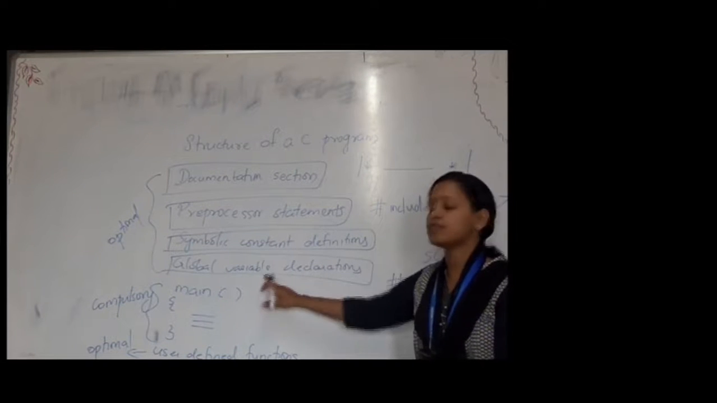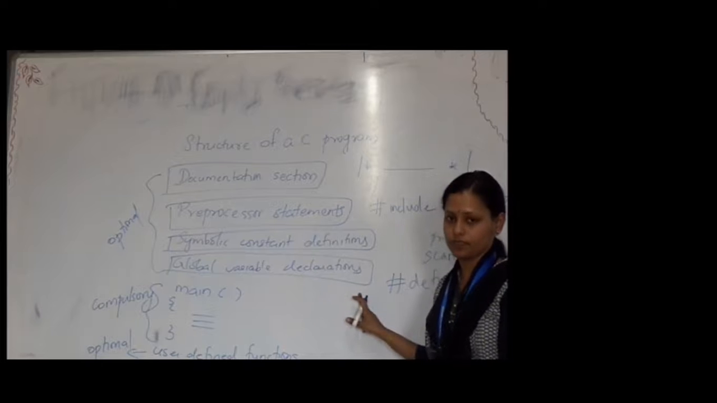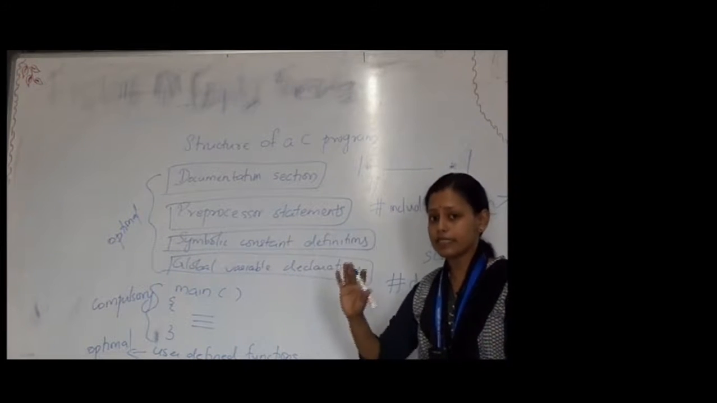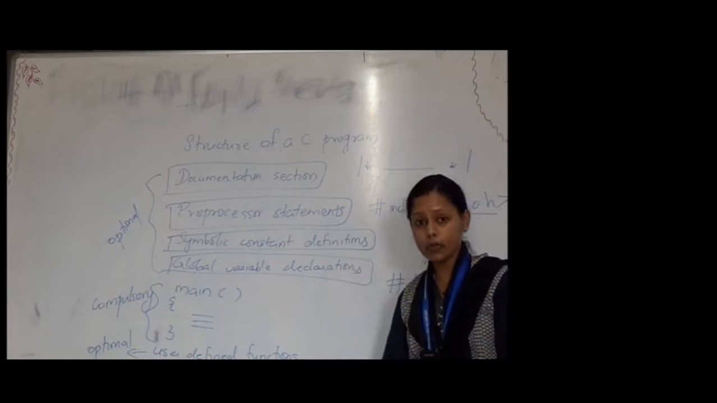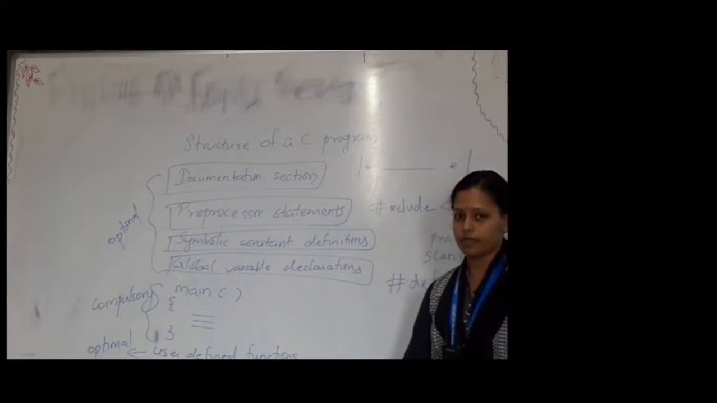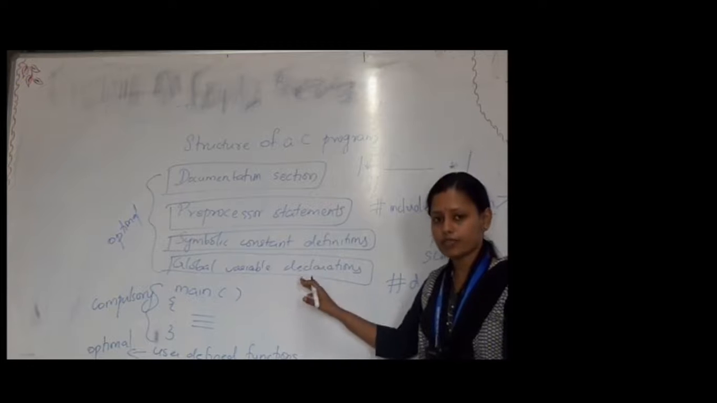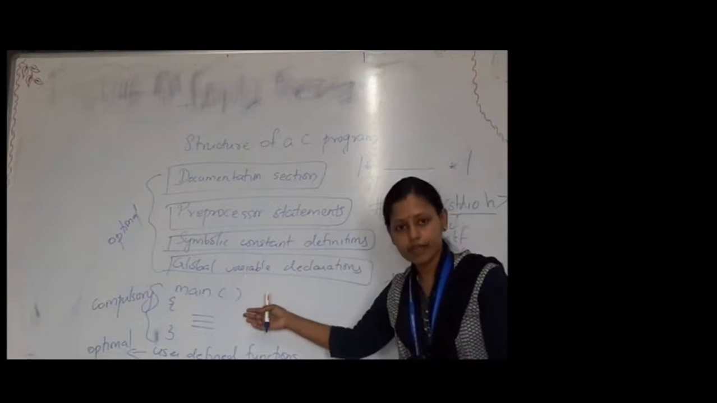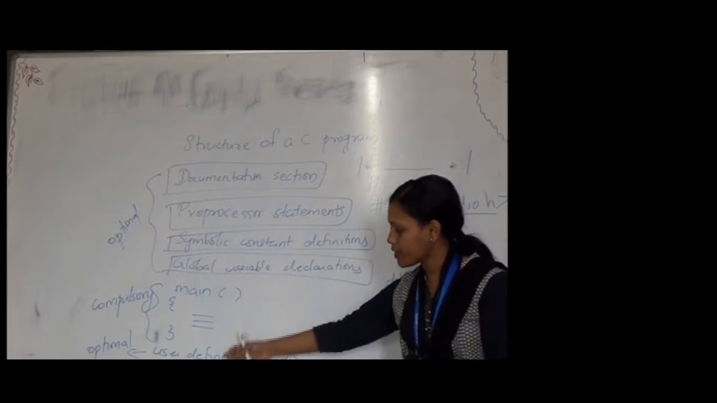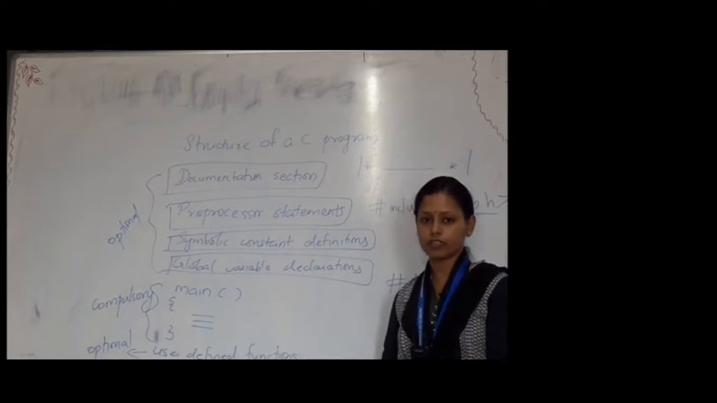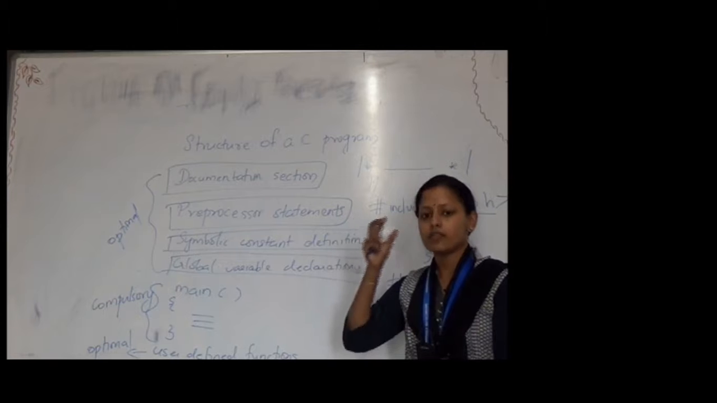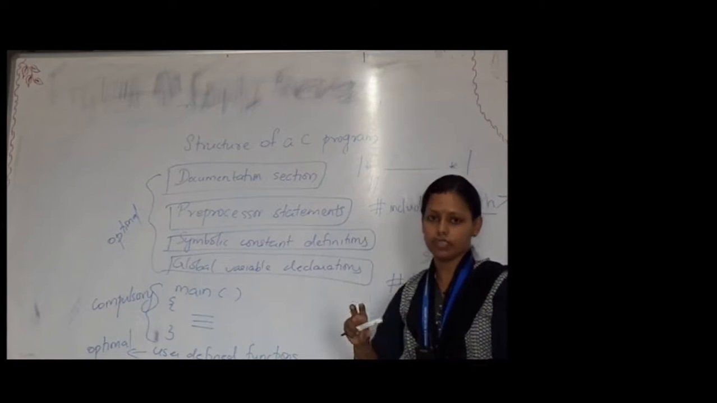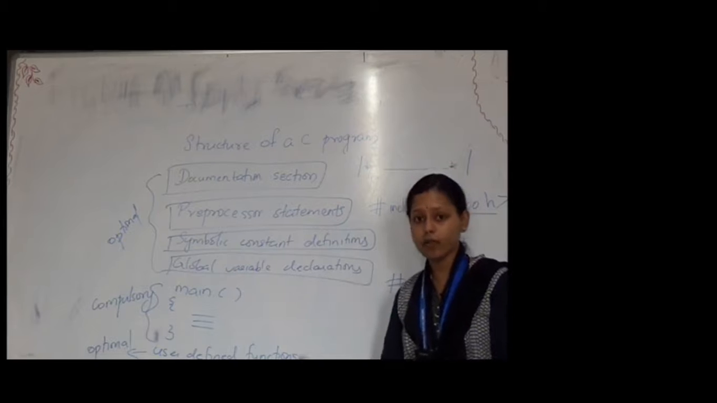The next section is global variable declaration. See, variables in a C program can be of two types based on their scope. They can either be local variables or global variables. Local variables are those variables which are defined inside a function. For example, defined inside the main function or defined inside a user defined function. So their scope is within the function. Those variables are visible only within the function. Such variables are called local variables.